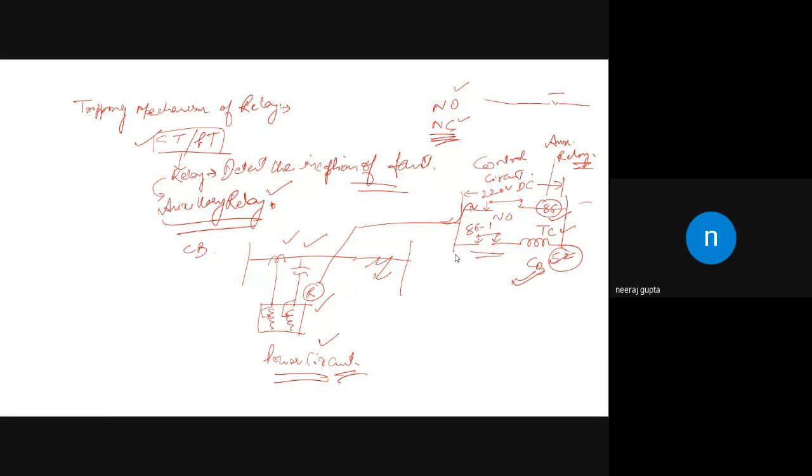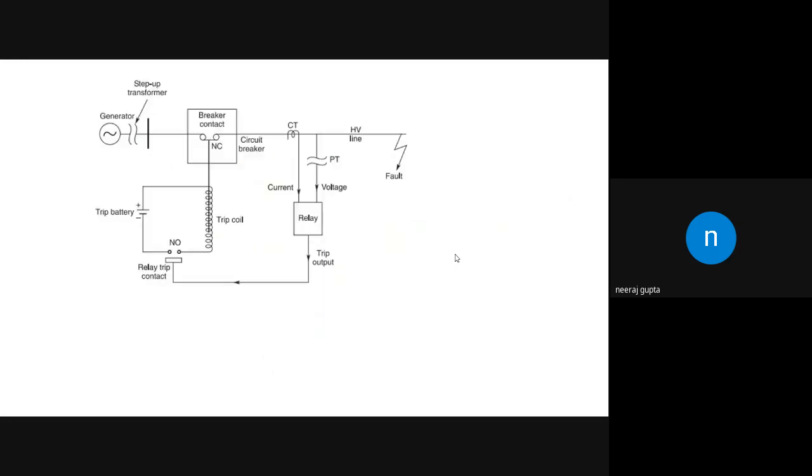So there are two kinds of circuits: the power circuit and the control circuit. Generally we have the normally open contacts, which move to the normally closed contact. Now, I can explain the whole mechanism by this example. You have the CT and PT, then the relay, then the trip output, and these are the trip contacts. These are normally open contacts.